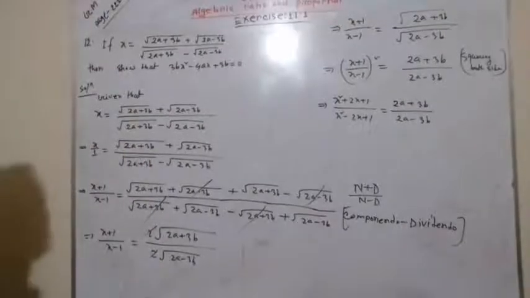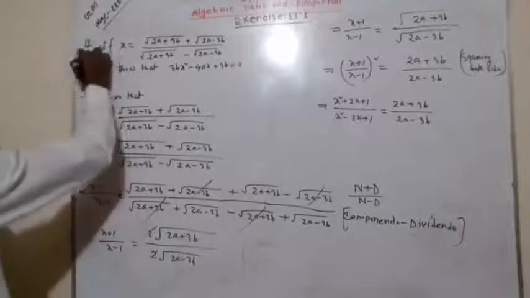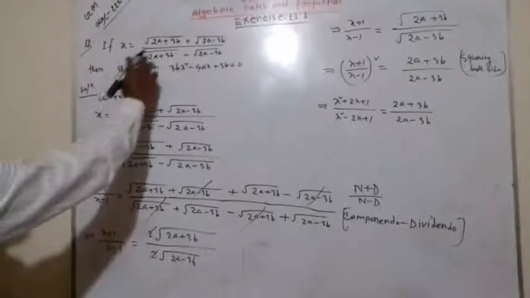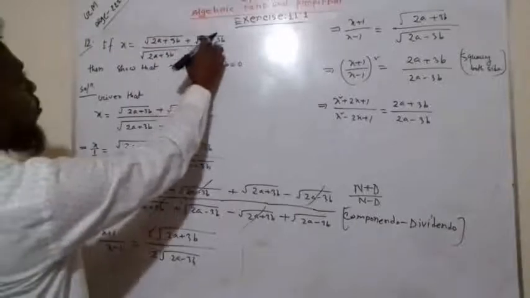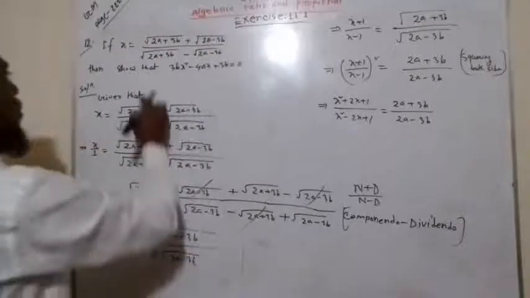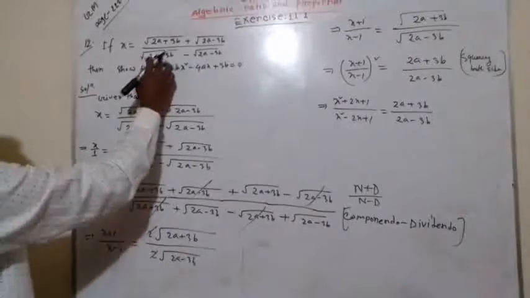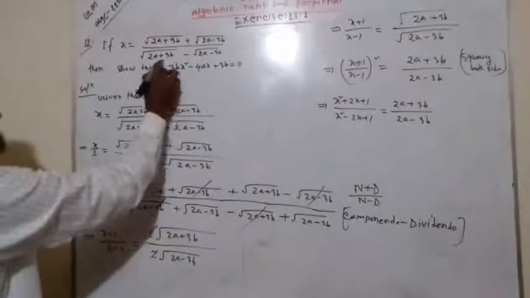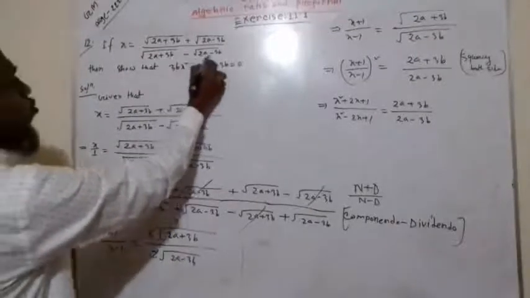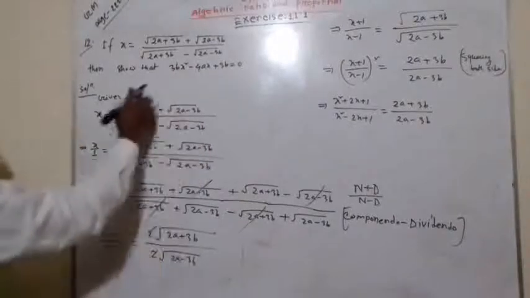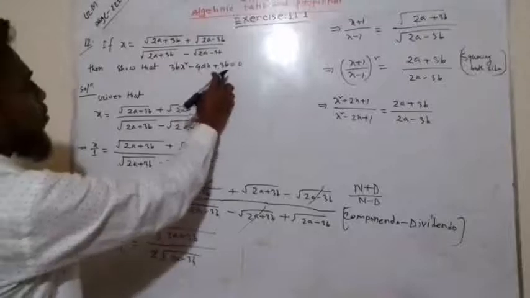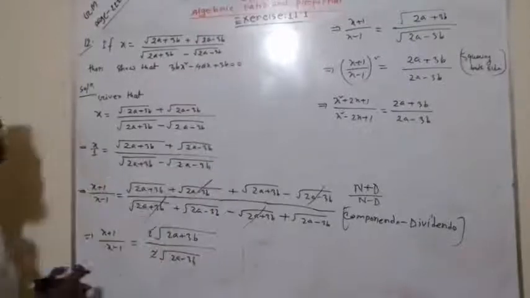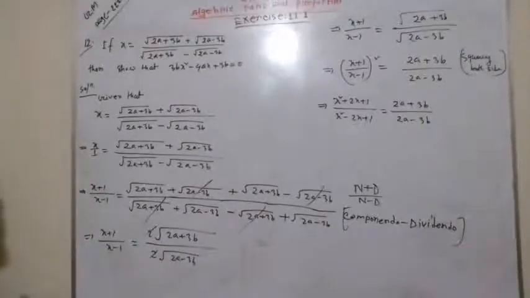Here is problem number 12. If x equals (root over 2a plus 3b plus root over 2a minus 3b) divided by (root over 2a plus 3b minus root over 2a minus 3b), then show that 3b x square minus 4ax plus 3b equal to 0. Now start our solution.